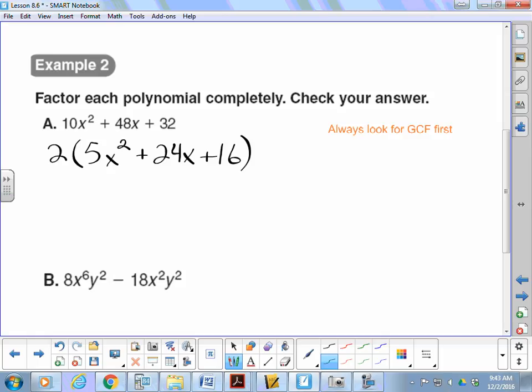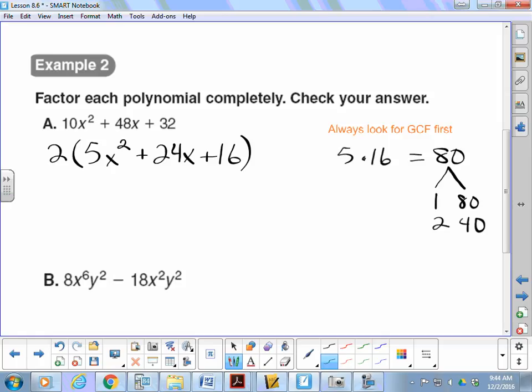So we will multiply the 5 and the 16 first. If you're using the box method, you're still going to be doing the X box. So 5 times 16 is 80. We need to find the factors of 80 that add up to 24, if there are any. The factors of 80, 1 and 80, do those add up to 24? Remember, they're both positive here, so we're adding them together. 2 and 40, does that add up to 24?